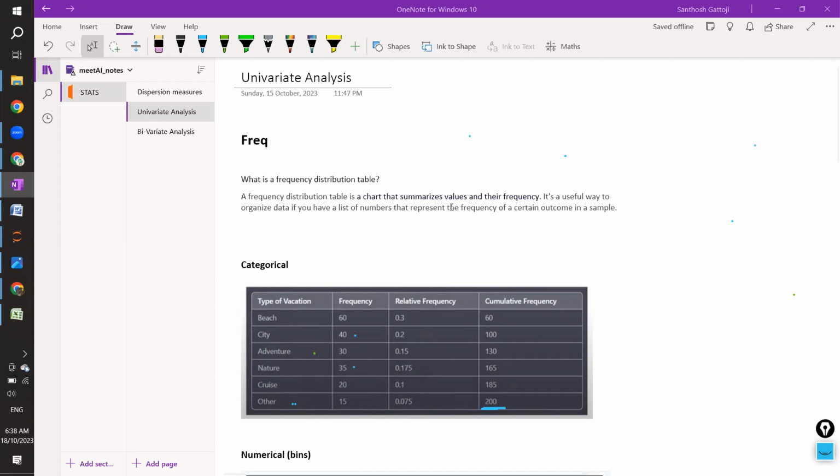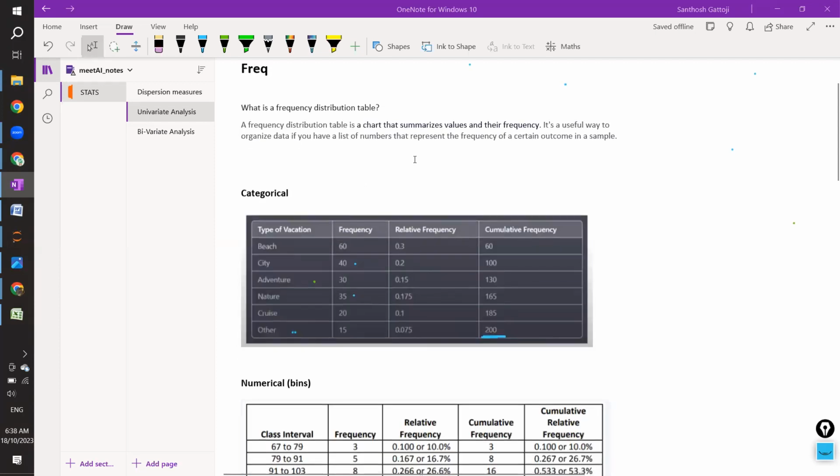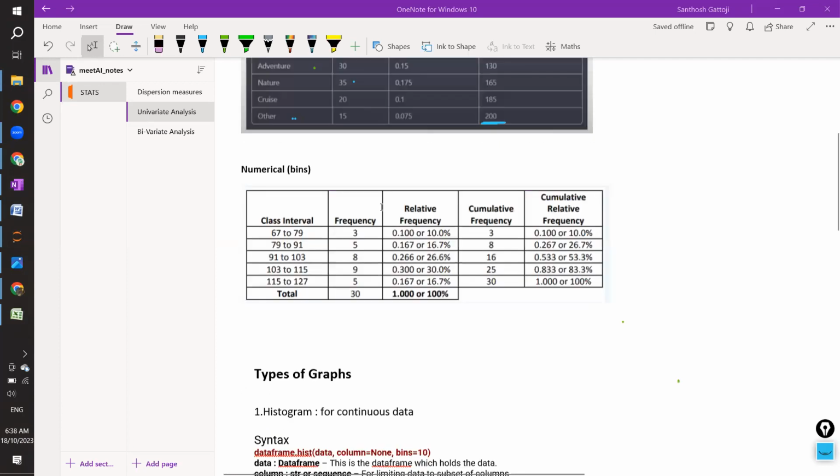Okay. So yesterday we started the univariate analysis. The first thing we saw is a frequency table. In that we saw two cases: one is the categorical part and one is the numerical part. Just to mention, in numerical, because the data is continuous, you cannot find the probability for each and every possible outcome, because the possible outcomes will be infinite. So that's why you will be converting them into bins.